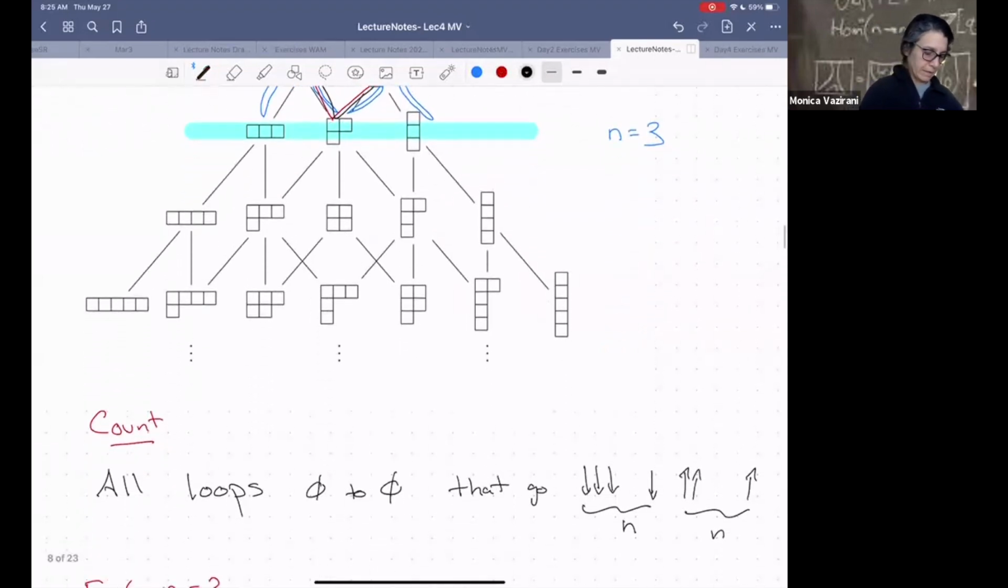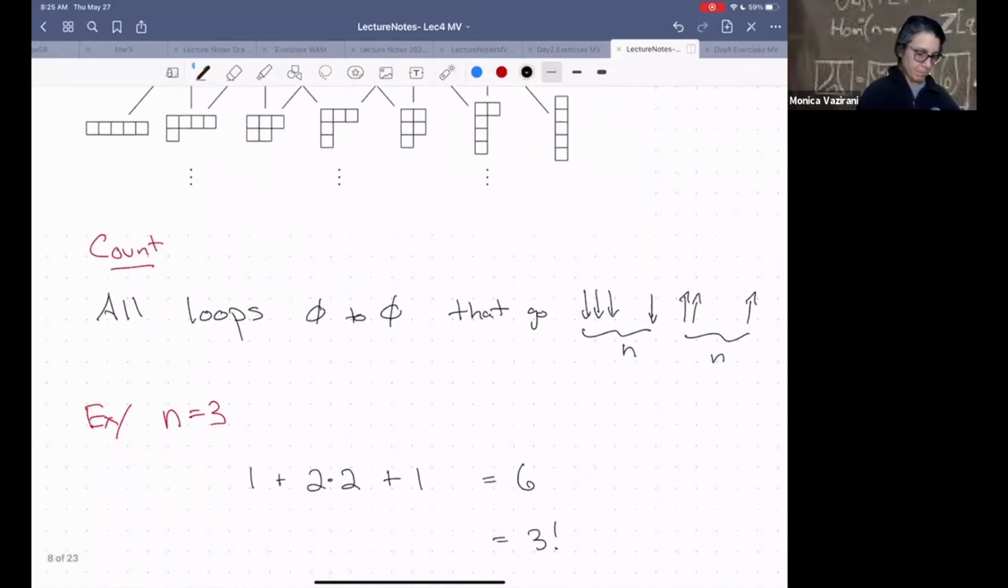Okay, but if you think about it, how many paths did I go up and down? 1 plus 2 squared, because 2 is that dimension, plus 1, that adds up to 6. And 6 is also 3 factorial. Okay. And I claim that's what you'll always get. You'll get n factorial if you look at all loops that do n downs followed by n ups that follow the edges. So why should that be the case?